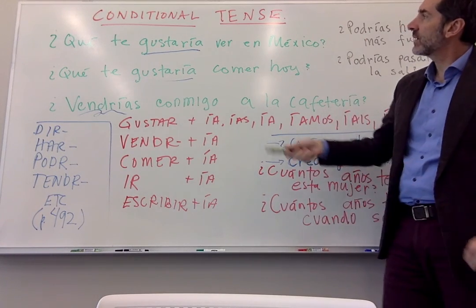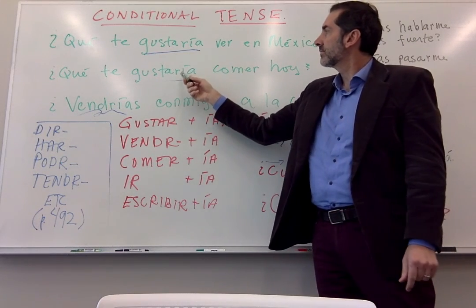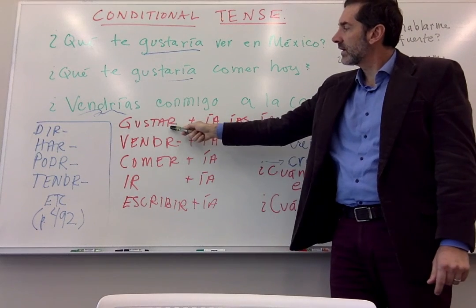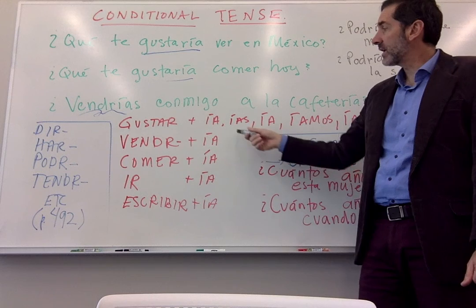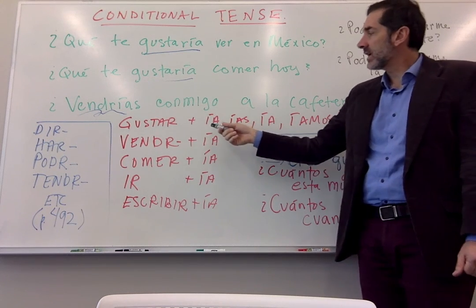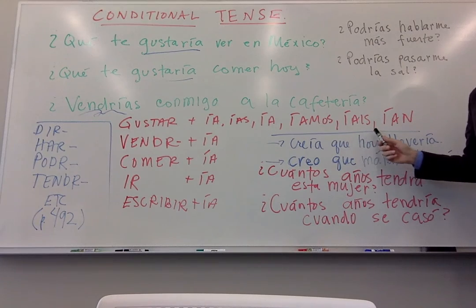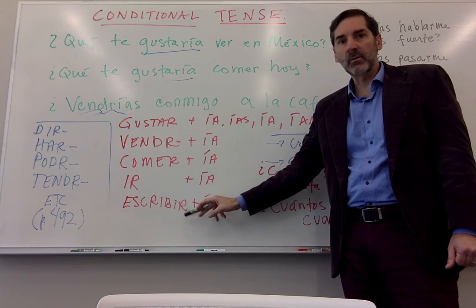So what we have here is three verbs in the conditional tense: gustaría, vendrías. So what we're doing is we're taking our infinitive and just adding endings, just like the future. The only difference is our endings are different: ía, ías, ía, íamos, íais, and ían. And they're the same for the ER verb and IR verb. All the endings are the same.